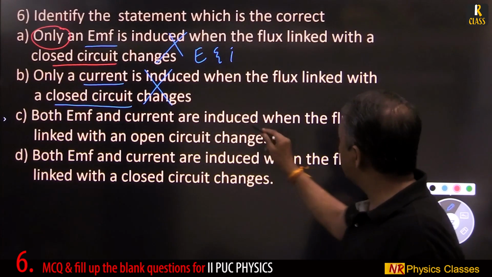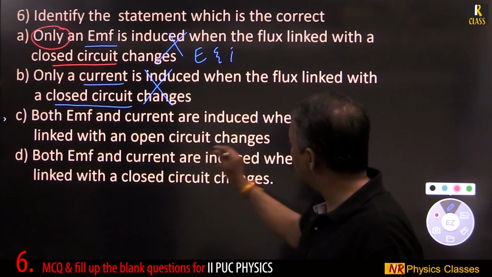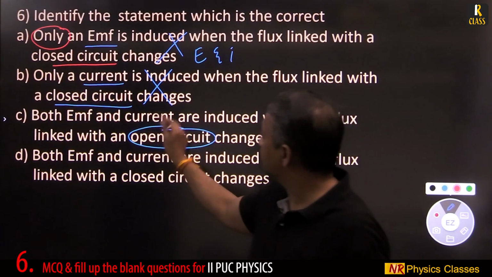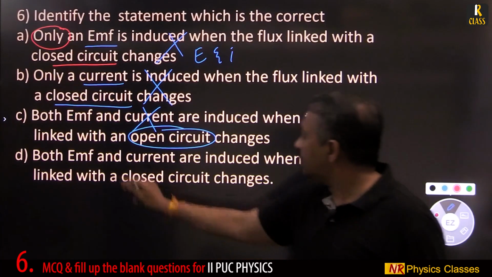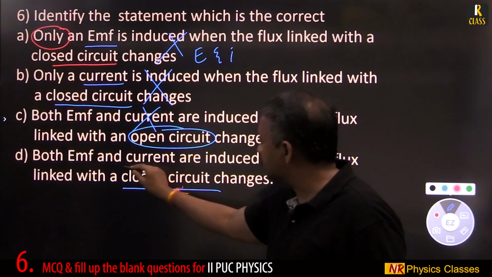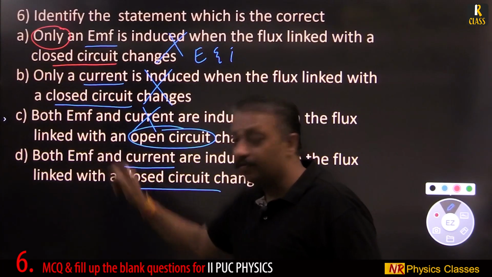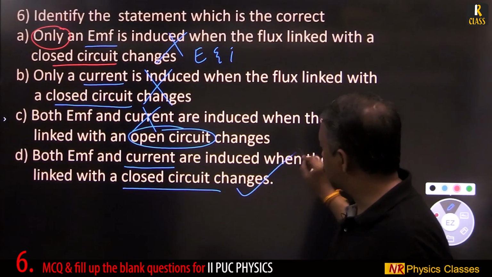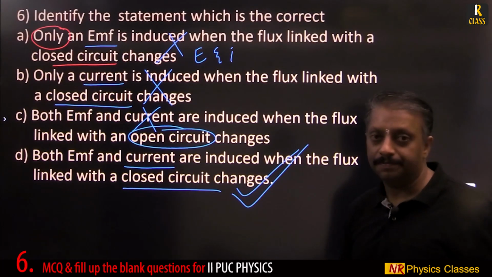Both EMF and current are induced when flux linked with the open circuit. Open circuit, there is no current. Both EMF and current are induced when flux linked with the closed circuit, there is current. Current is due to EMF. There is induced EMF, there is induced current. So this is the better option.